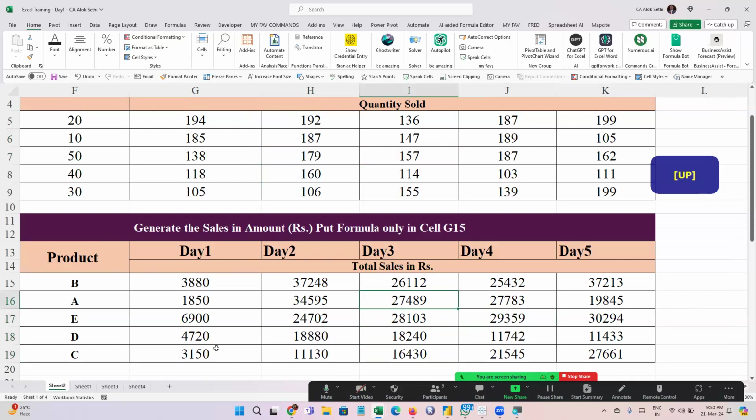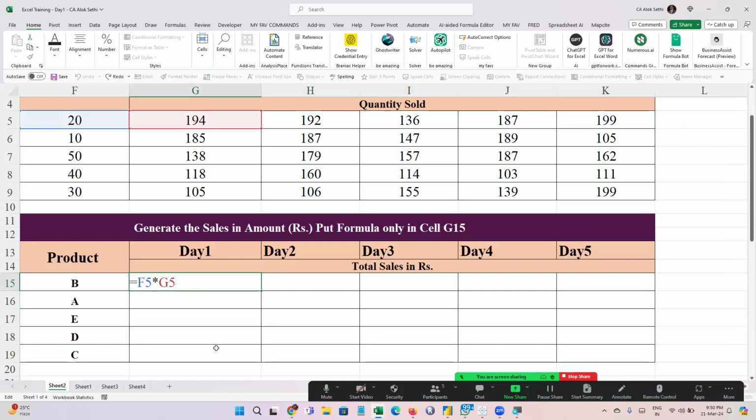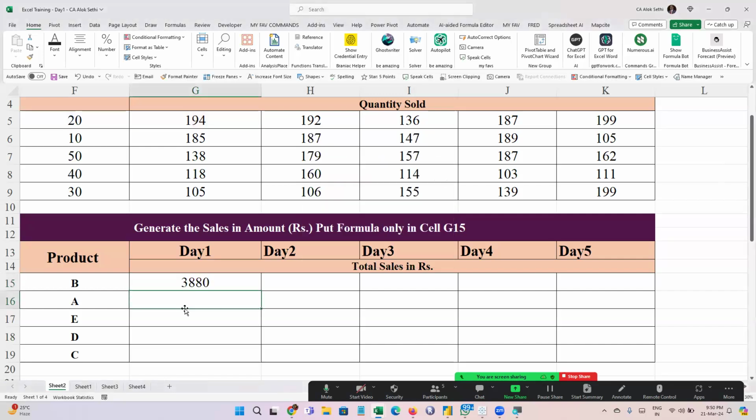Now, how to fix this problem? What is the fix for this problem? Have you understood why we are not getting the right answers? If I copy paste the data and column F remains column F only, then there will be no problem, right? So when I copy paste this data and column F remains column F, there will be no problem. Do you all agree with me?